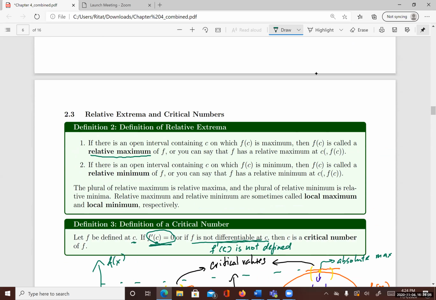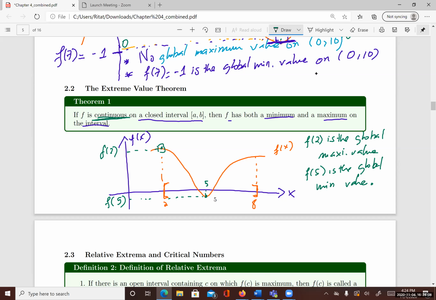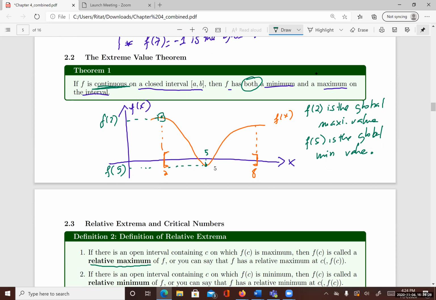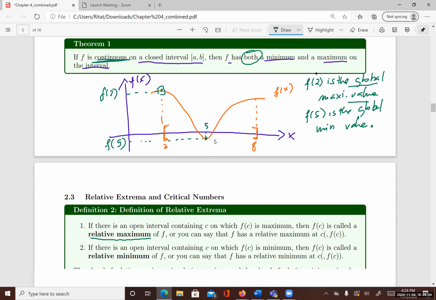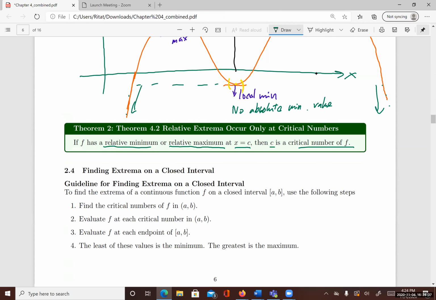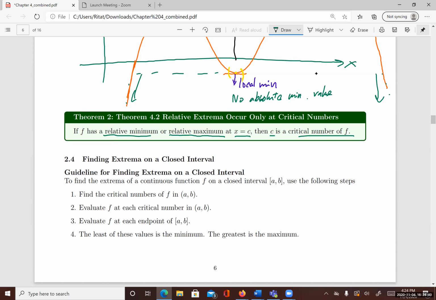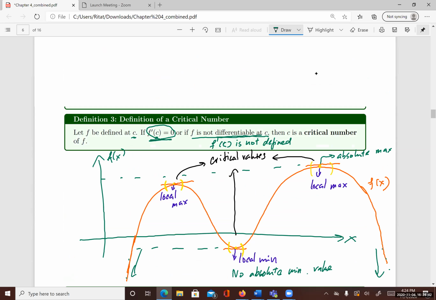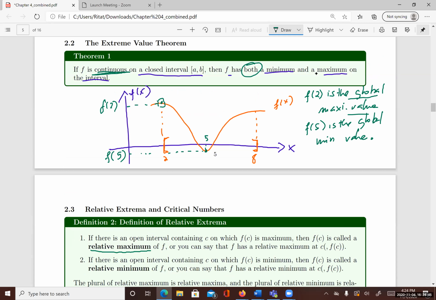We talked about earlier the theorem that guarantees extrema values, absolute or global maximum and global minimum values, on a closed interval if the function is continuous on that closed interval. So the next question is, how do we find these two values, the global maximum and global minimum of a function on a closed interval? The answer is you will have to find critical values.